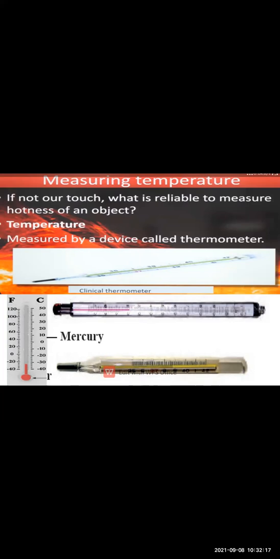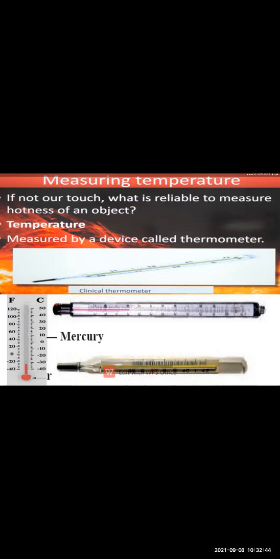Even with water, to know whether the water is hot or cold, we used to dip two fingers in the water and think whether it is hot or cold. Sometimes we can rely on our touching, but touching is not the correct method for measuring the temperature.